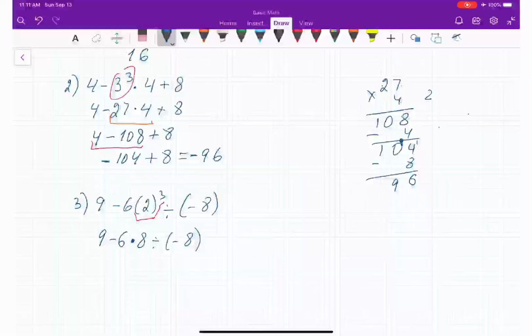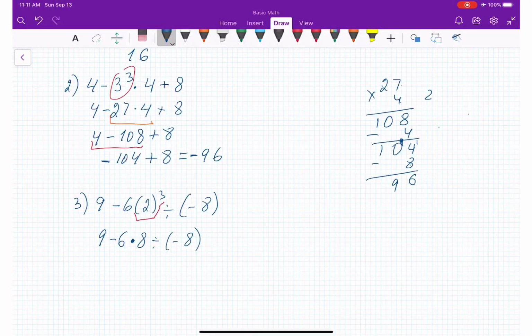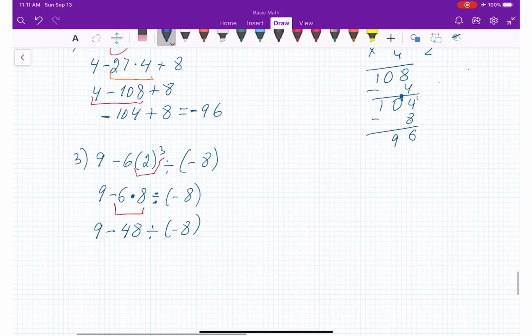What is the operation going to be by priority? Multiplication, and then after that division, because first comes multiplication. So we have 9 minus 6 times 8 is 48 divided by negative 8. Next operation, I'm going to do division, because division has higher priority than subtraction. It's going to be 9 minus, now 48 divided by negative 8.